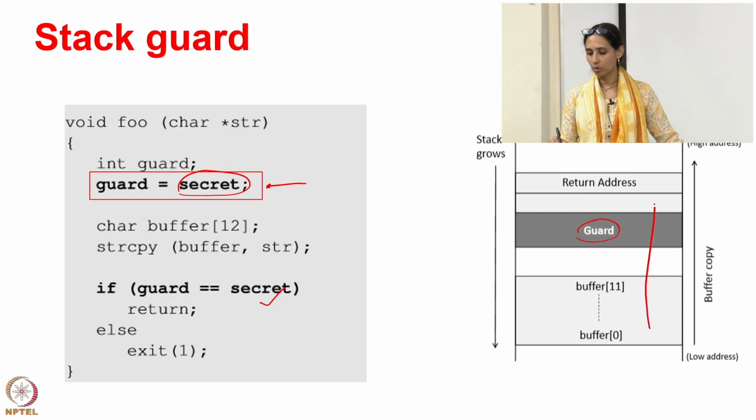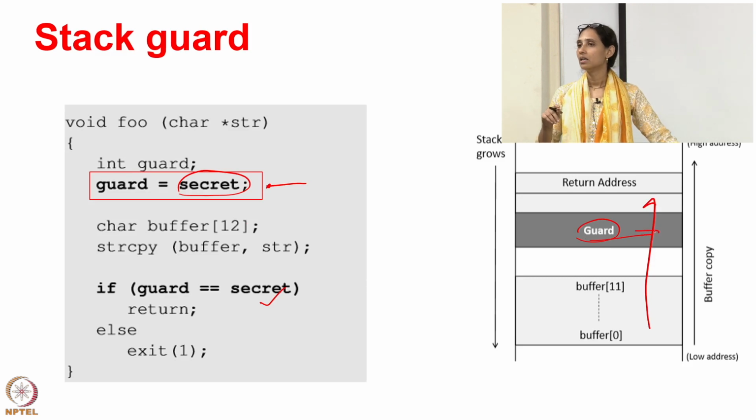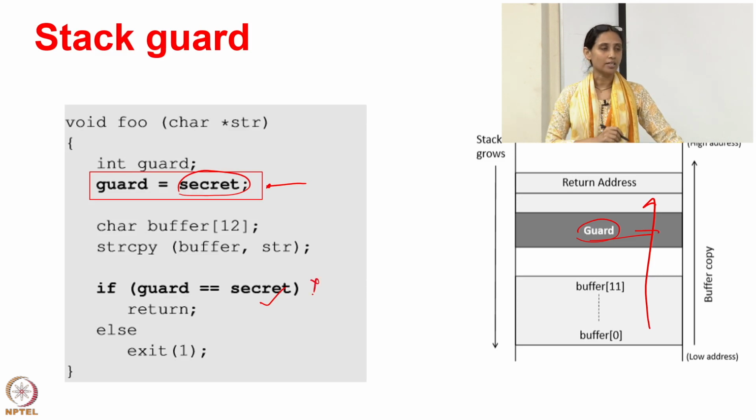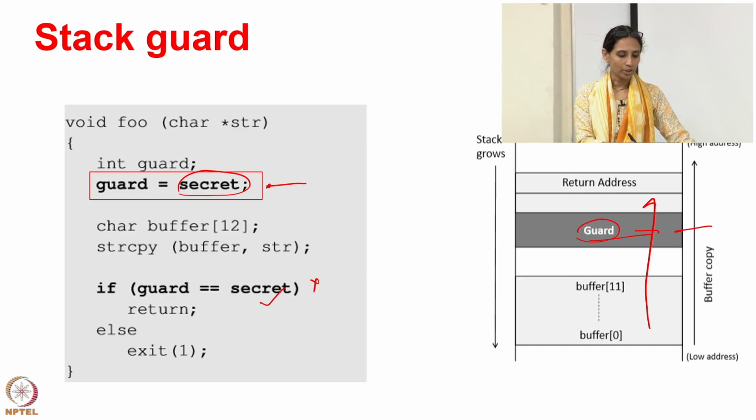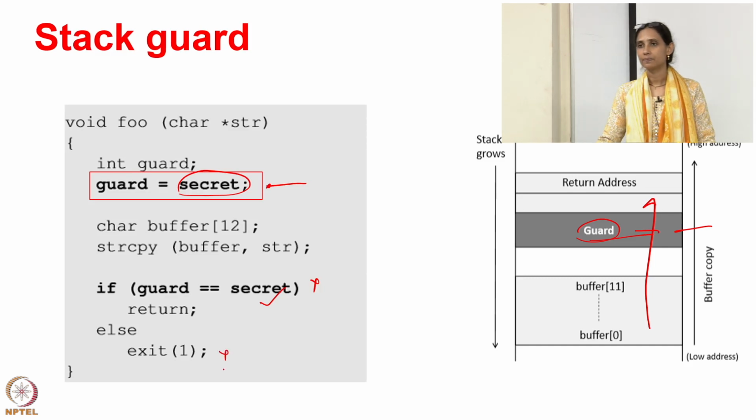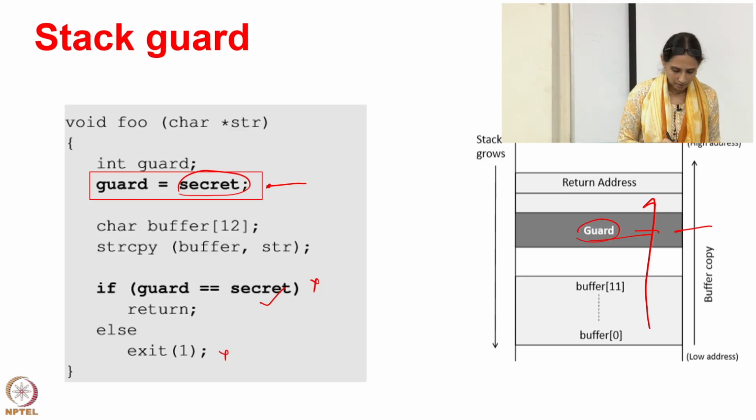So if you did a buffer overflow, this guard would have been written with some junk, in which case when you are exiting, this guard will not match the secret. If there was no buffer overflow, the guard will match the secret. You understood what is happening here? So basically you are introducing one extra variable here and putting a fixed value there, which you know. If the buffer does not overflow, the value stays the same, and you will return properly. If the value has changed, that means some buffer overflow happened, and thereby you are going to exit the program itself. Okay, so that is how the stack guard works.